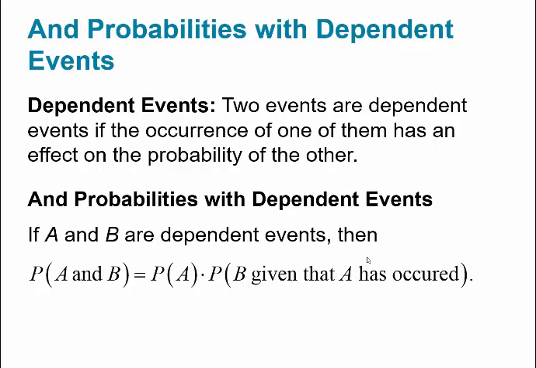All right, let's talk about dependent events now. Two events are dependent events if the occurrence of one of them has an effect on the probability of the other. So if A and B are dependent events, and I ask you, what is the probability of A and B? Well, this is equal to the probability of A times the probability of B, but given that you have to assume that A just occurred, right?